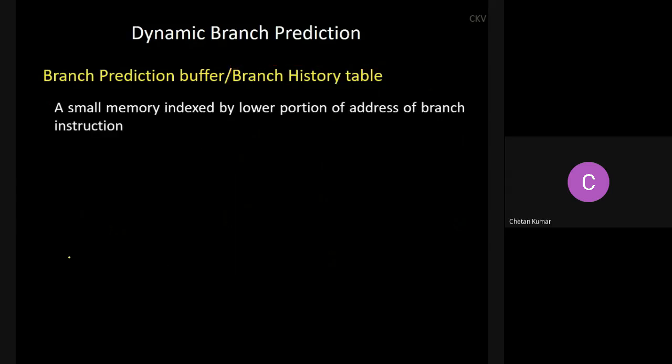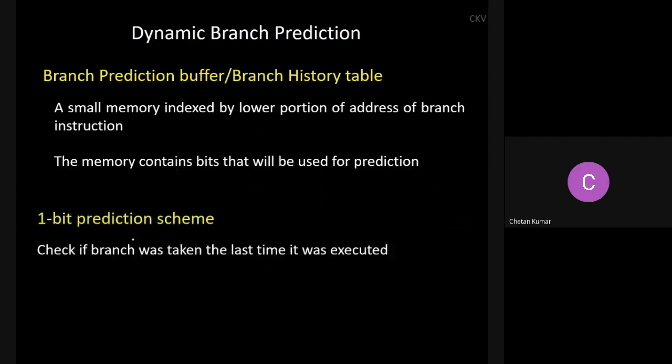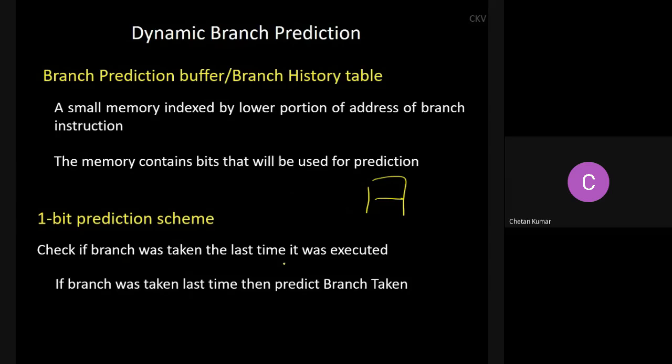A small memory will be indexed by the lower portion of the address of the branch instruction. The memory contains bits, or a bit, that will be used for prediction. In the 1-bit prediction scheme, what exactly is stored depends on the state, and we have already understood the state diagram. It basically checks if the branch was taken the last time it was executed, and based on that the new prediction will be done. So you have to follow the state diagram that I showed.